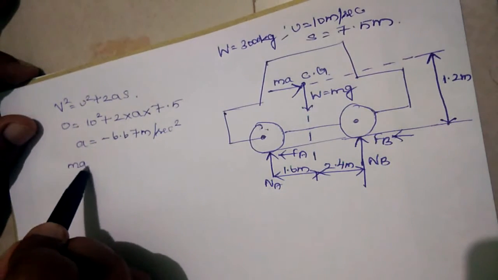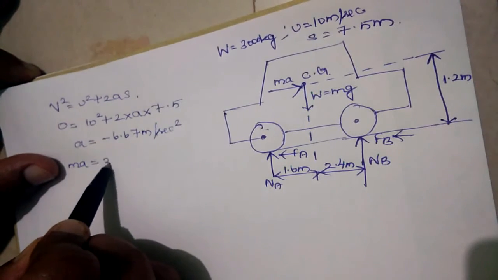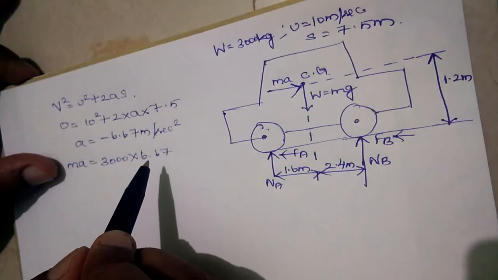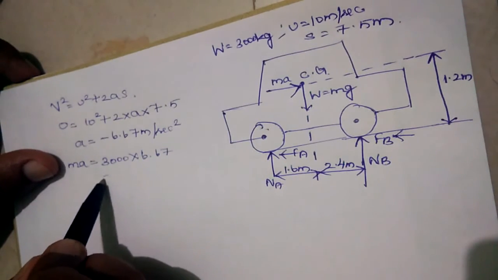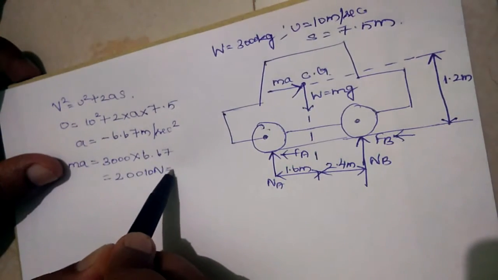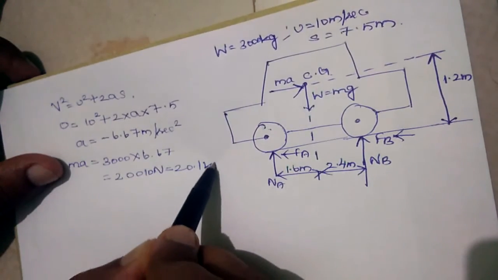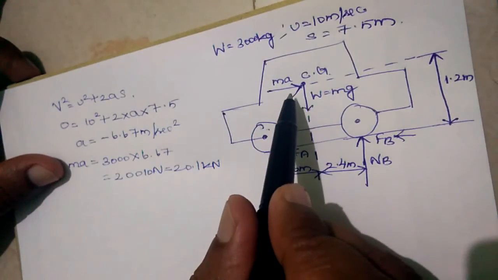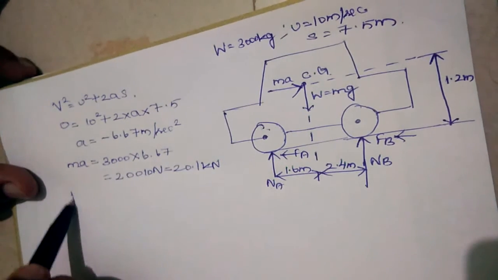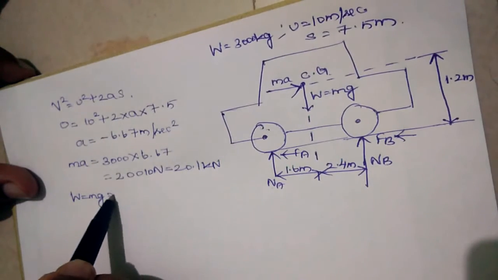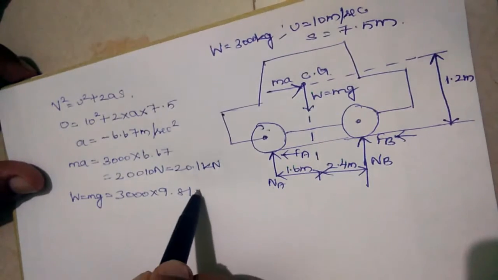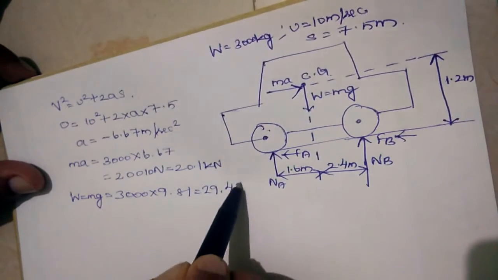Inertia force M into A is equal to 3000 into 6.67 is equal to 20100 Newton is equal to 20.1 kilonewton. Force acts opposite to the direction of motion of the vehicle, and W is equal to M into G is equal to 3000 into 9.81 is equal to 29.43 kilonewton.